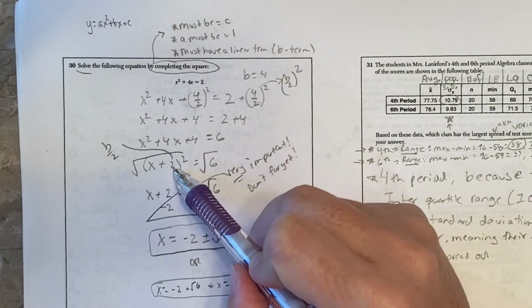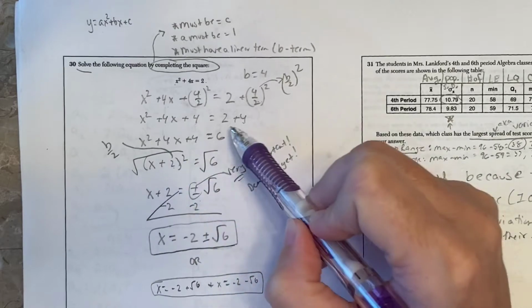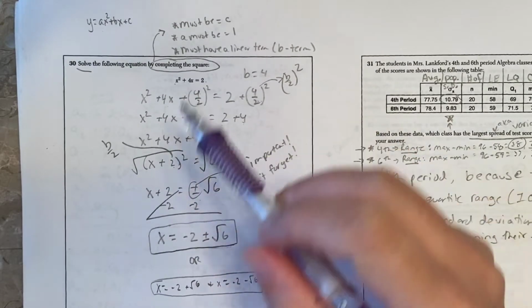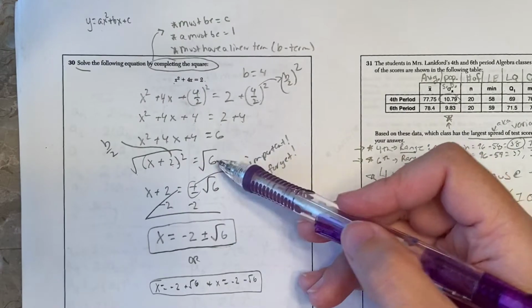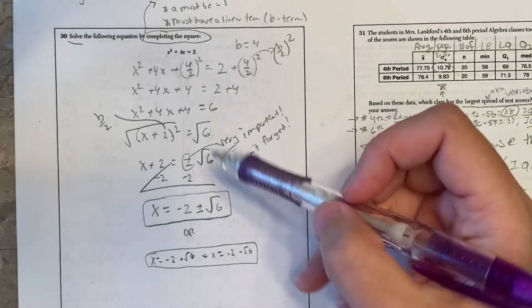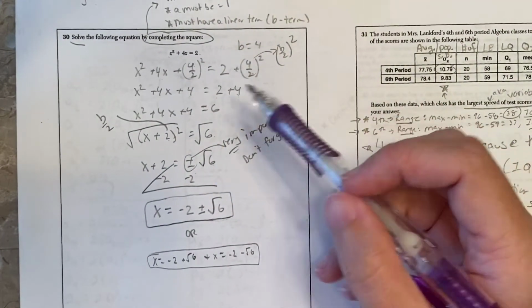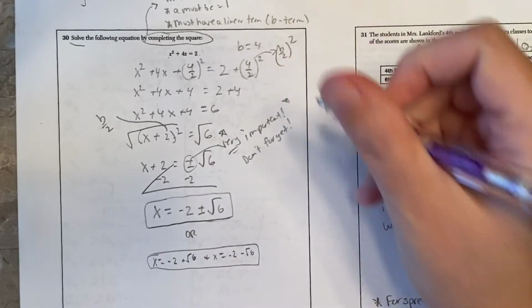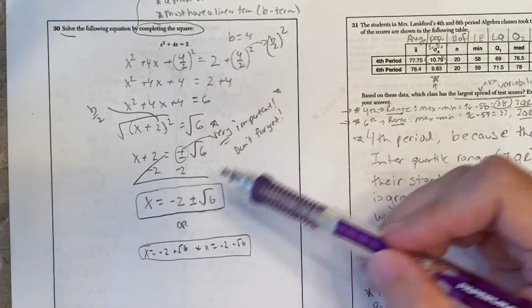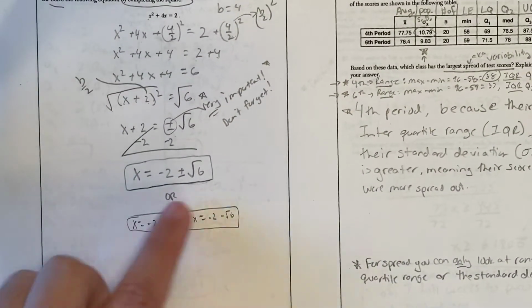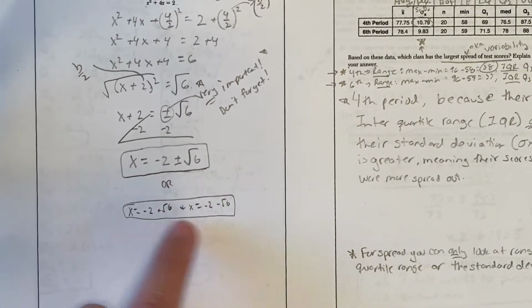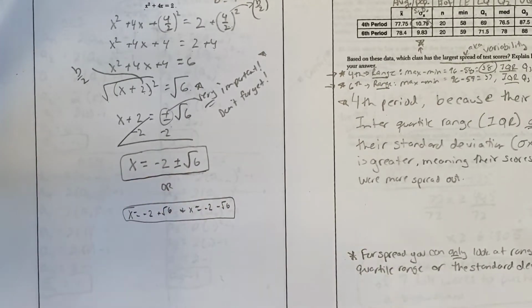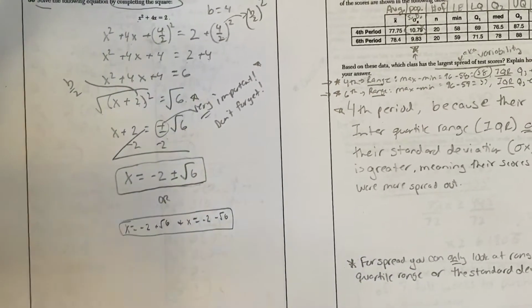Half of 4 is 2, and you square that. This side I just basically combine, and I took the square root of both sides. 6 is a non-perfect square, so you can't take the square root of it, so you just leave it. You can't simplify it. And don't forget that plus or minus. That is the most important thing that a lot of people forget. Don't forget the plus or minus. And then you should get -2 plus or minus radical 6. And you can write it together or separate, but x equals -2 plus or minus radical 6 is your answer.